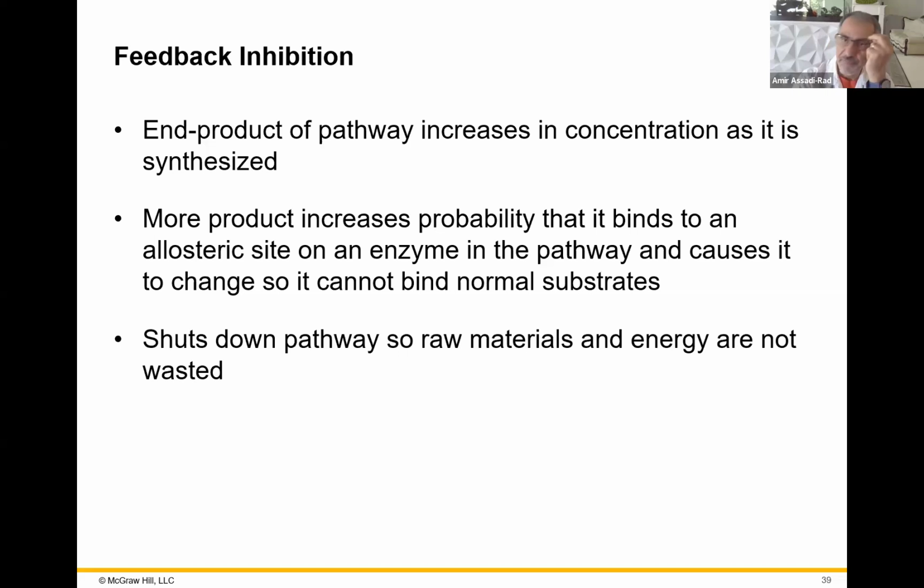We have positive and negative feedback. This is an example of negative: the thermostat is off, on, off, on. That's negative feedback. What is an example of positive feedback?